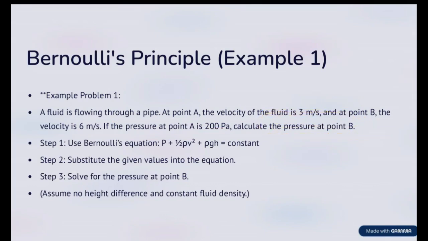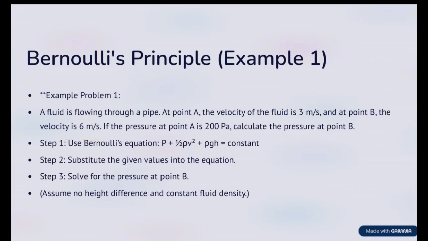But they gave us the velocity at point A. The velocity of the fluid at point A is 3 meters per second, so we already know our VA. At point B, the velocity is 6 meters per second, so we know our VB. So we know our VA, we know our VB, we know our PA, but we don't know our PB.